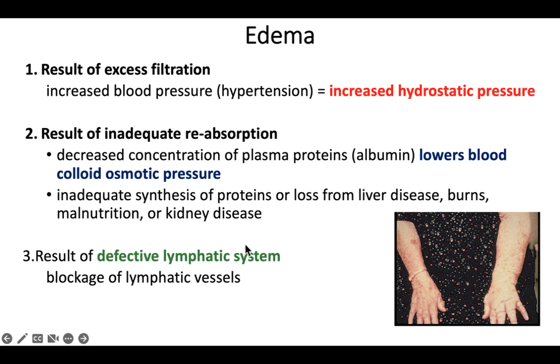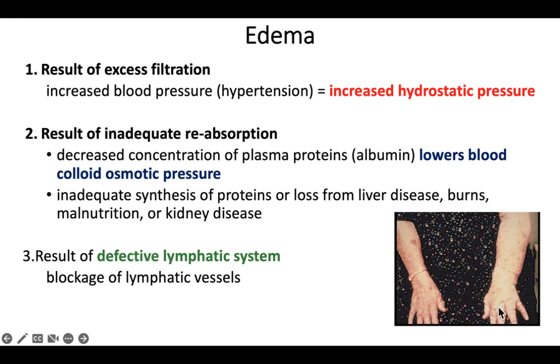So remember, the lymphatics are draining that extra fluid and putting it back into the blood. Well, if you have some sort of blockage, you can't drain that fluid out of the tissue and you can develop edema. And that's what is shown here in this arm. So this person must have had some blockage or removal of the lymphatics.